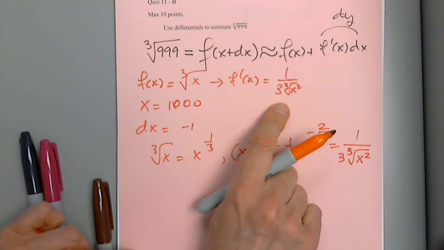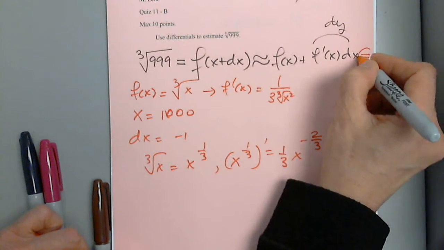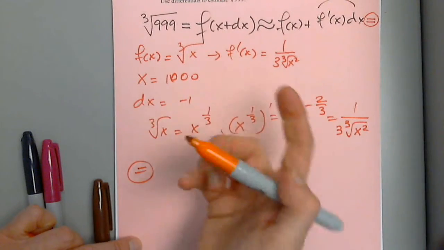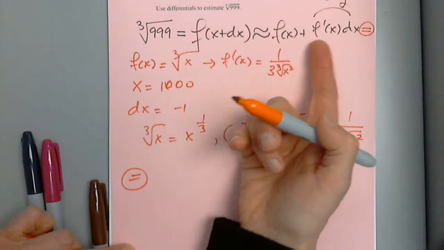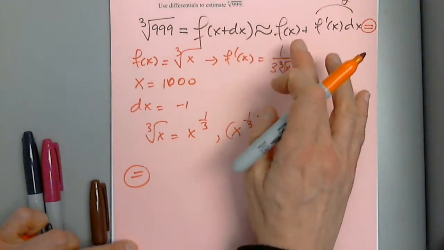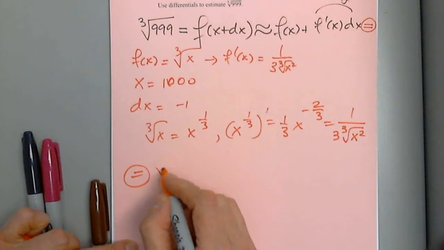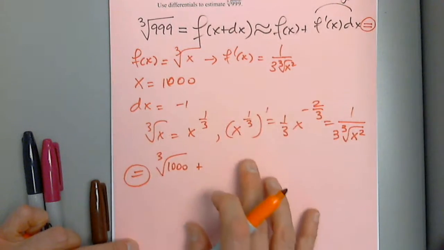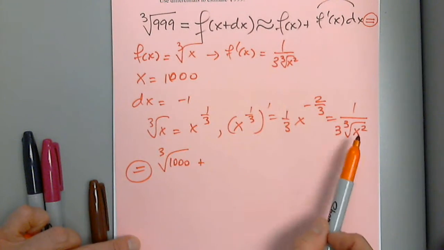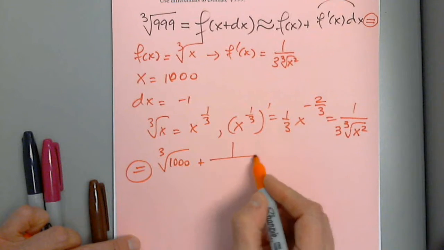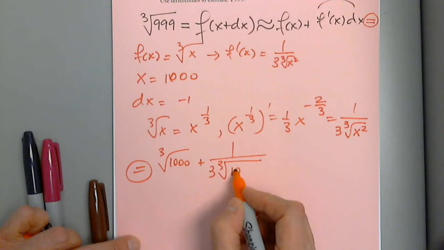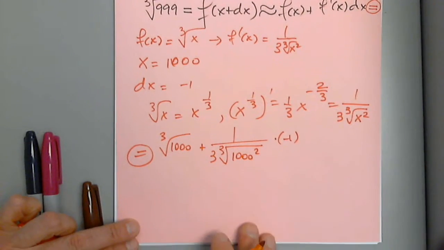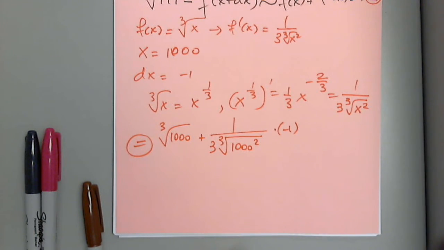That's the f prime. So now here I can write the equal symbol because this piece equals this. It's just that that does not equal this. So f of x will be the cube root of 1000 plus f prime of 1000, which will be this with 1000 in it, the cube root of 1000 squared, and then the dx is multiplied by -1. That's all I need to do.